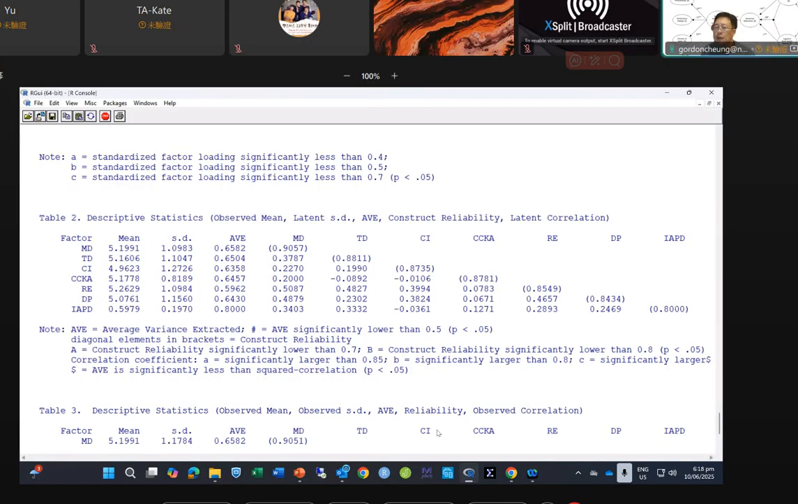So the first thing is to look at the fit indices. Second thing is to look at the reliability. The reliability is good, so we have evidence for good reliability.